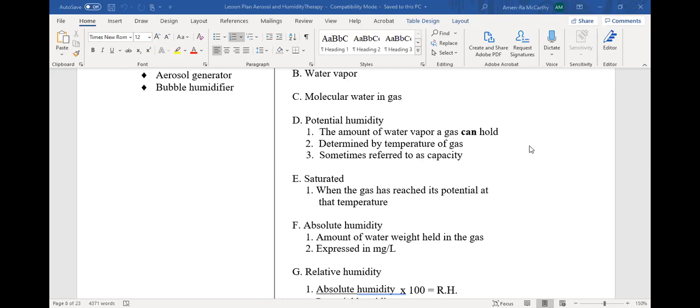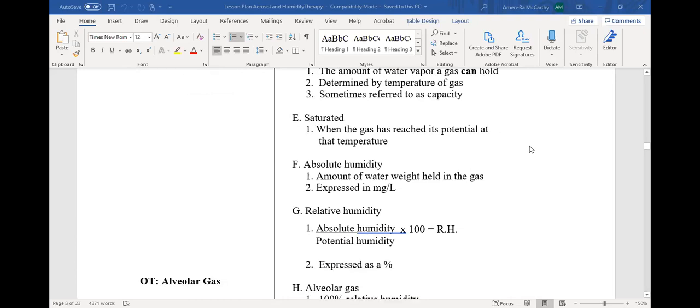The relative humidity is the amount of absolute over potential humidity times 100. That gives us our percentage of humidity, okay? Relative humidity, the RH, is the absolute humidity divided by the potential humidity times 100, okay?